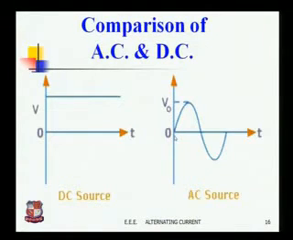The same as we discussed earlier, this is your AC quantity, which starts from the zero value, goes to the maximum, again back to zero, goes in a reverse direction, again back to zero. So the magnitude and the direction of the alternating quantity is reversed periodically with respect to time.